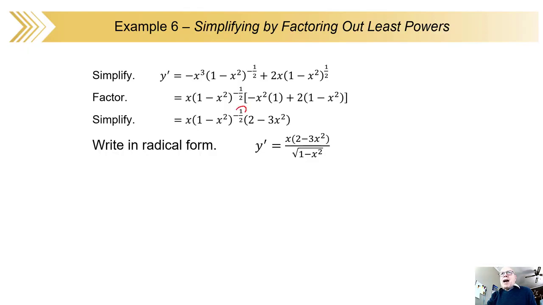because this 1/2 power means square root, and the minus means pull that thing down in the denominator. So the x stays on top where you'd expect it. This one has an exponent of 1. It stays on the top. This one goes on the bottom, and because of the 1/2, it gets the square root on it. And you've got a nice answer.